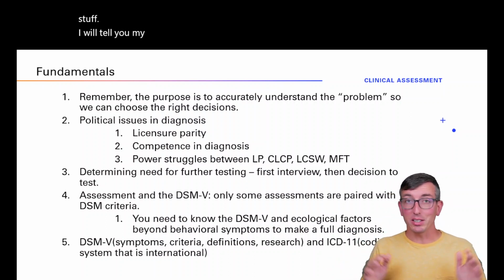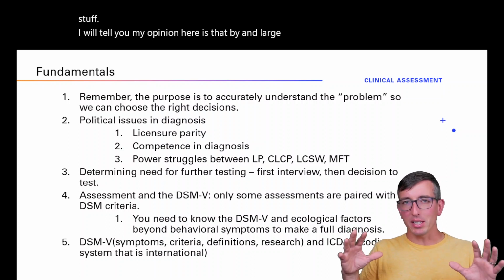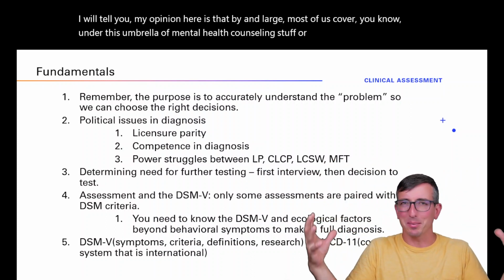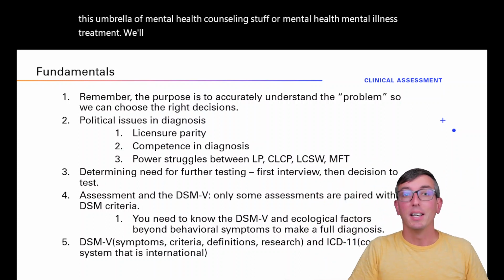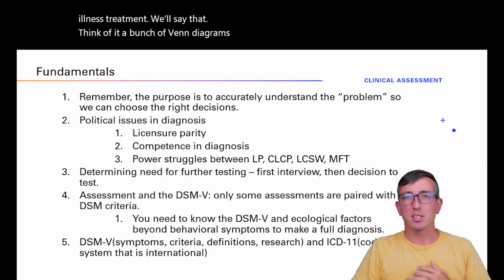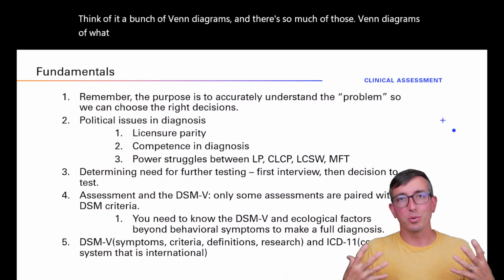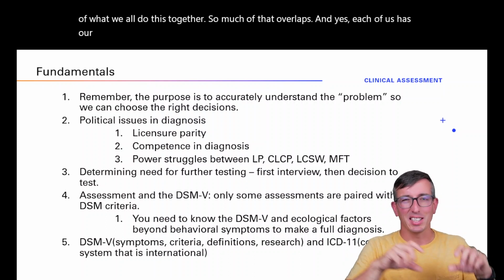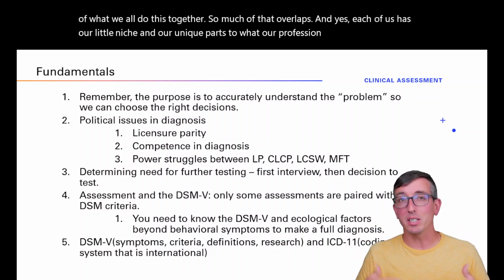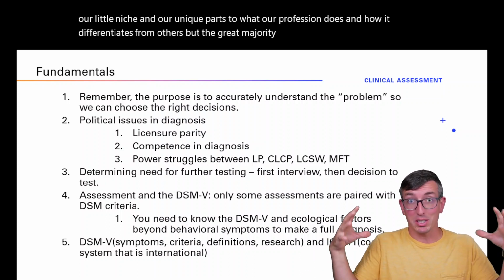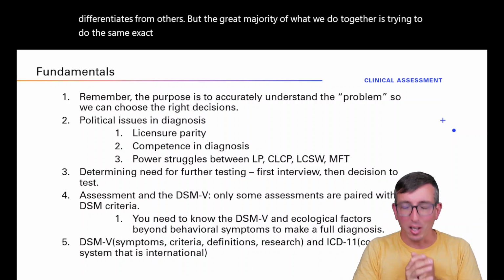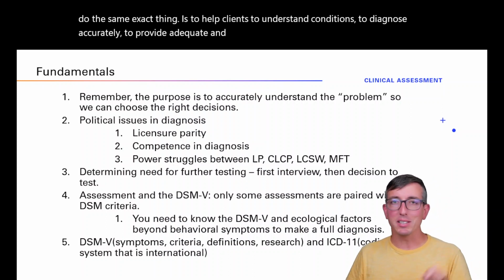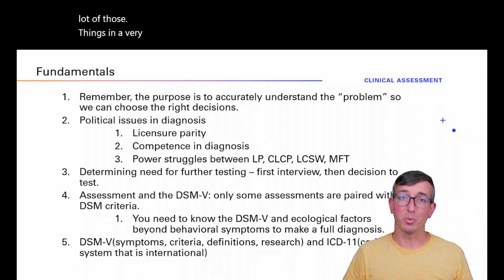I will tell you my opinion here is that by and large, most of us fall under this umbrella of mental health counseling stuff, or mental health, mental illness treatment, we'll say that. Think of it like a bunch of Venn diagrams, and there's so much of those Venn diagrams of what we all do together. So much of that overlaps, and yes, each of us has our little niche and our unique parts to what our profession does and how it differentiates from others. But the great majority of what we do together is trying to do the same exact thing, is to help clients to understand conditions, to diagnose accurately, to provide adequate and effective treatments. And by and large, we do a lot of those things in a very similar way.